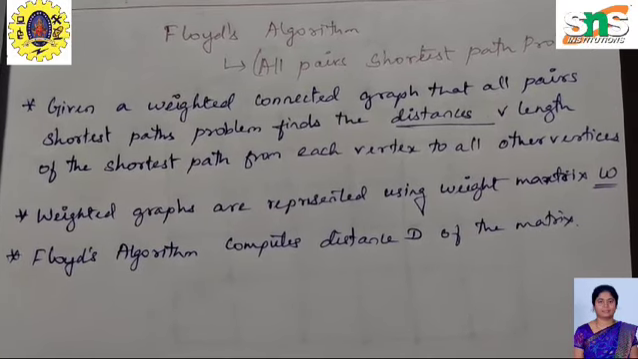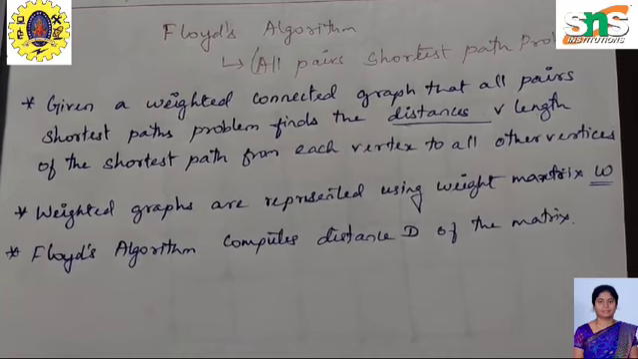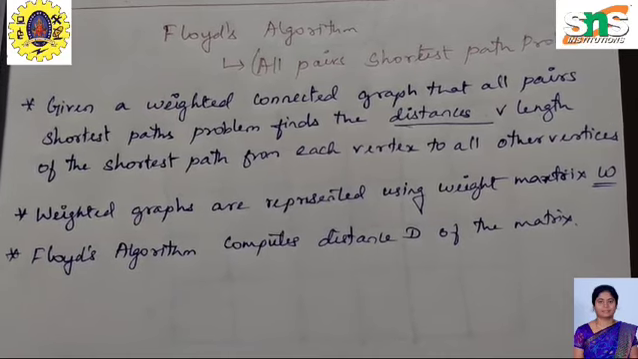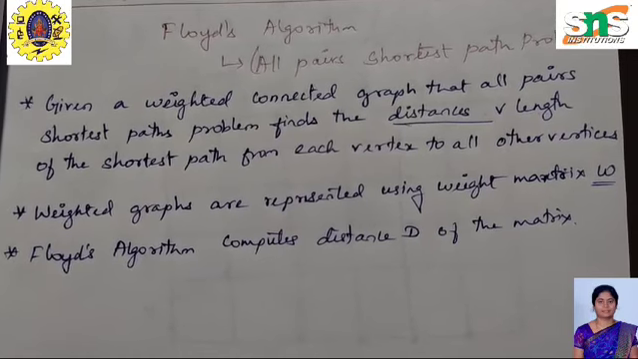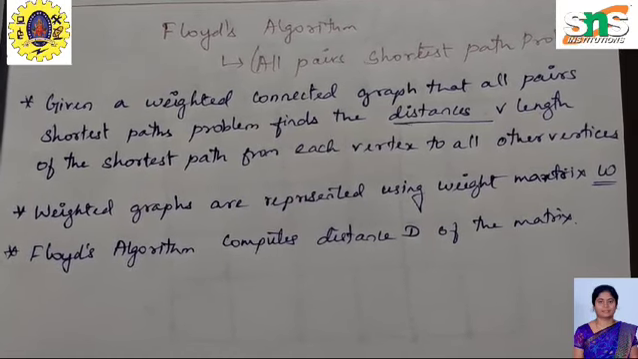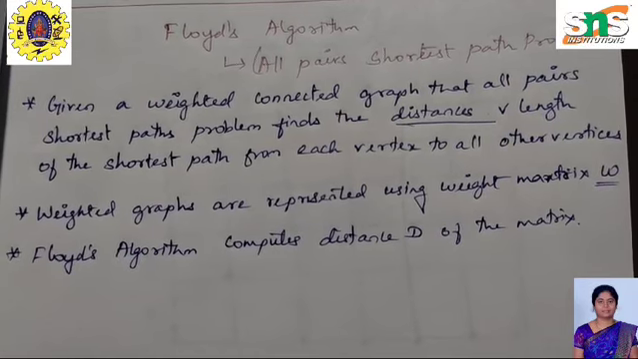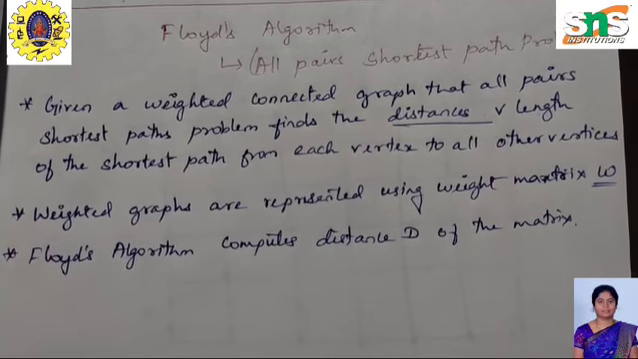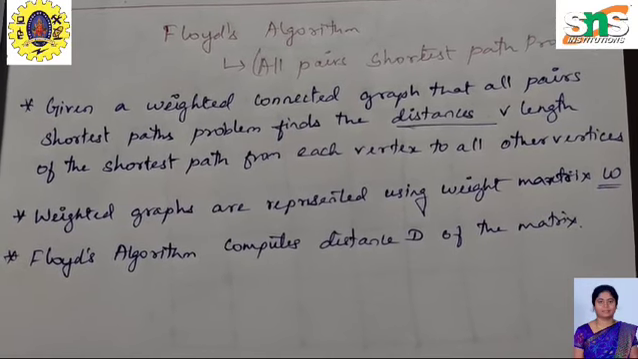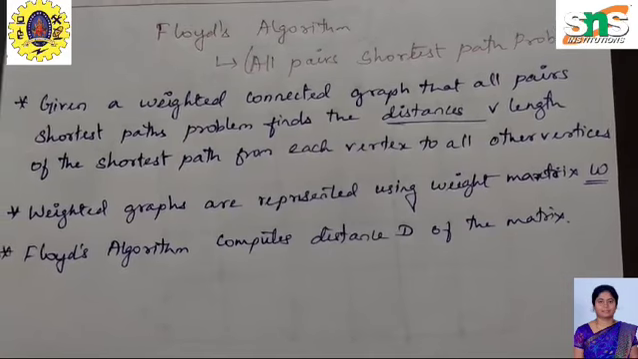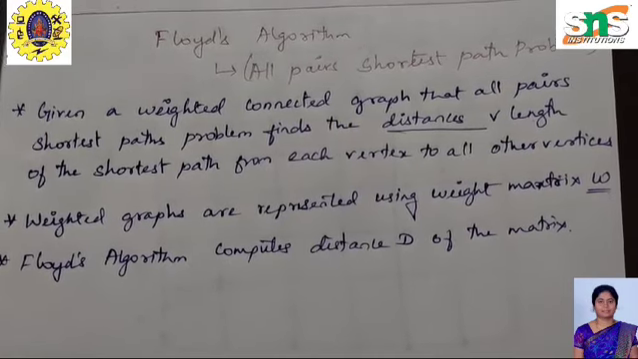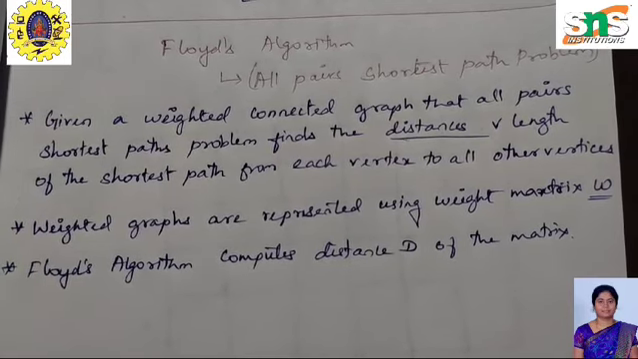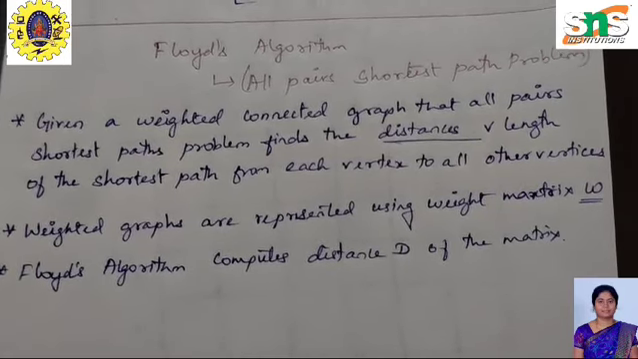So the first point is that the graph is given with weights. Given a weighted connected graph, for all pairs we have to find the shortest path distance, the length of the shortest path from each vertex to all other vertices. And the second point is that weighted graphs are represented by using a weighted matrix. So Floyd's algorithm is used to compute the distance matrix.